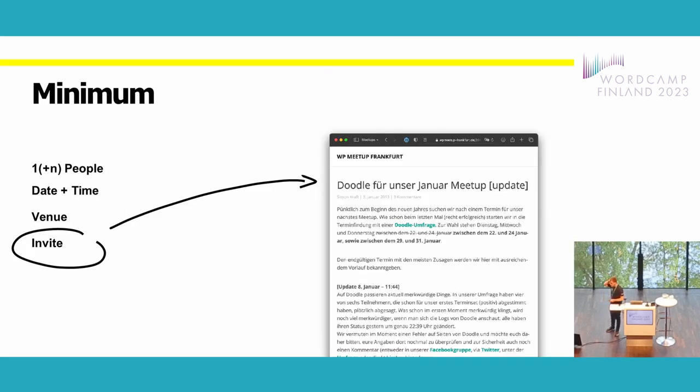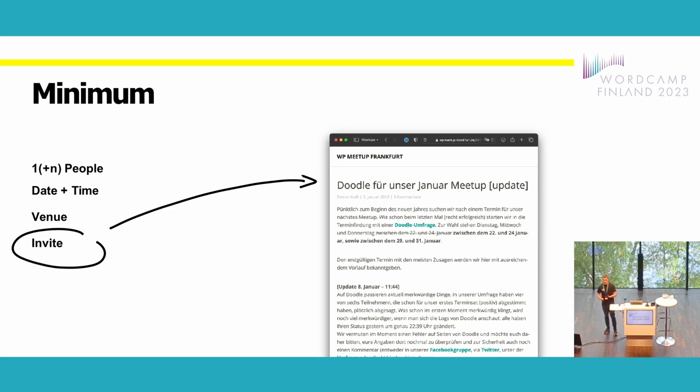So let's talk about the minimum requirements you have to meet. You have to be like 1 plus N people to have a meetup. It's really enough if it's just you there. I mean, it's not fun. You have to spend an hour or two by yourself, but other people will come. You have to set a date and time and find a proper venue for it.